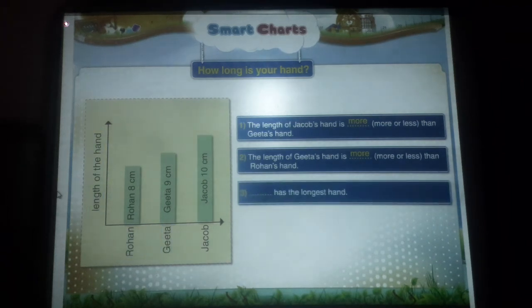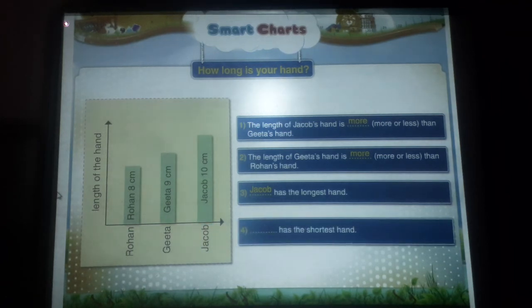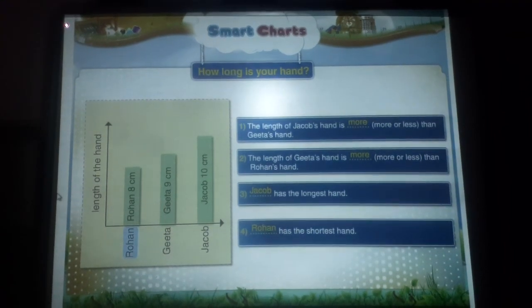3. Dash has the longest hand. Jacob has the longest hand. 4. Dash has the shortest hand. Rohan has the shortest hand.